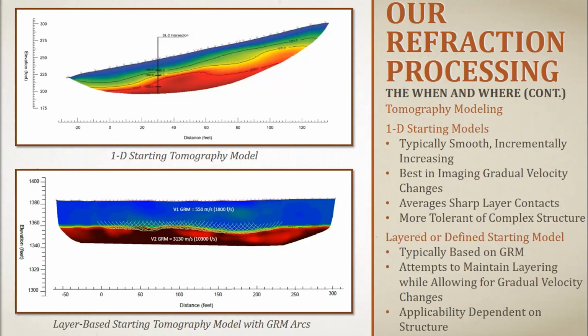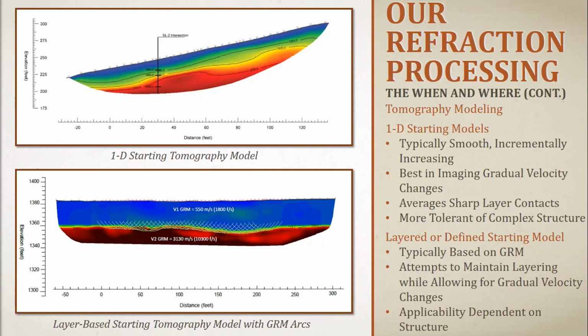However, because 1D initial models create smoother velocity distributions in the final model, they may not be appropriate for geologic structures that exhibit more abrupt velocity contrast, such as translational landslides over rock. In these cases, this can lead to underestimating interpreted depths of geologic contacts.